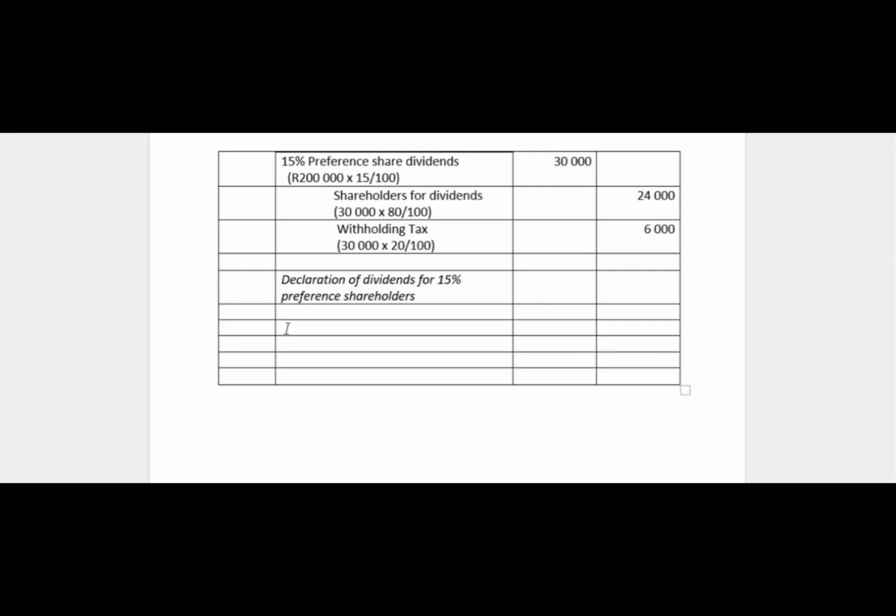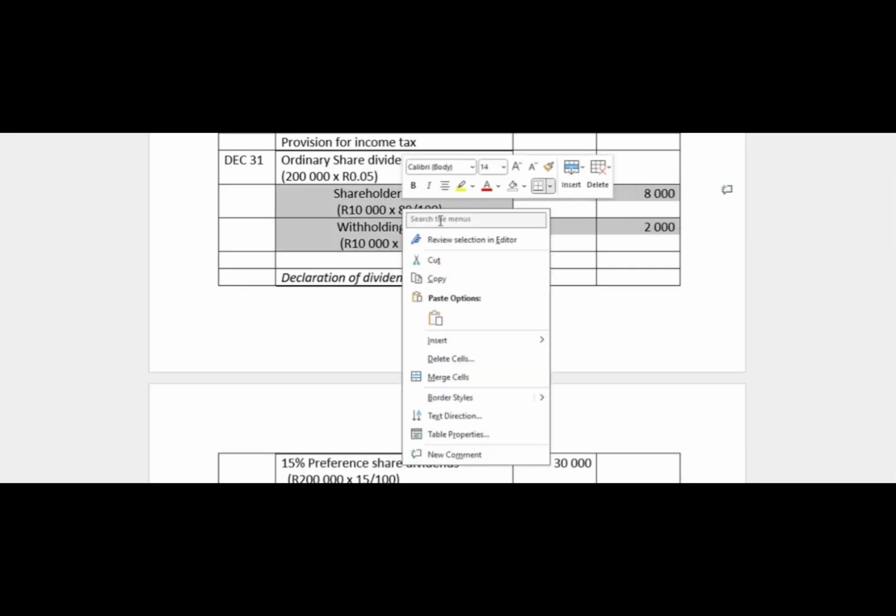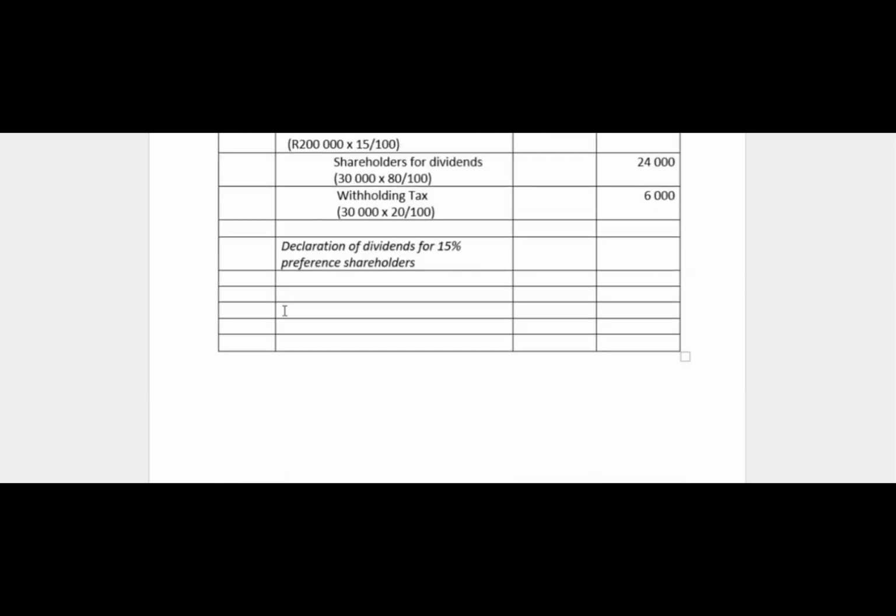So when you pay these ones, remember, you are going to, when you pay, let me fix this font quickly. Okay, when you pay, you are going to credit this. We are paying ordinary share dividends. We are going to debit these ones. Now copy this one and put it right there.